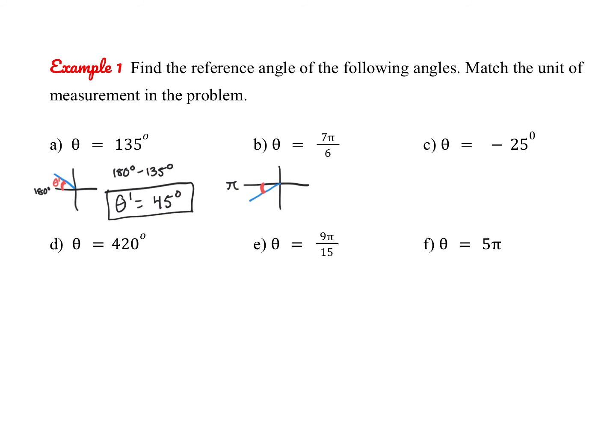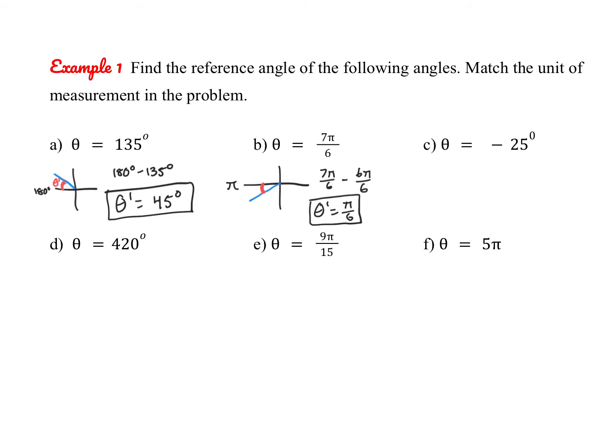So in this case, we'll actually do 7 pi over 6 minus pi, which would be 6 pi over 6. So our reference angle is simply pi over 6. And actually, if something is in radians, it's really easy to find our reference angle because it's essentially going to be whatever the denominator is from your original angle. So notice 7 pi over 6, the reference angle is pi over 6.